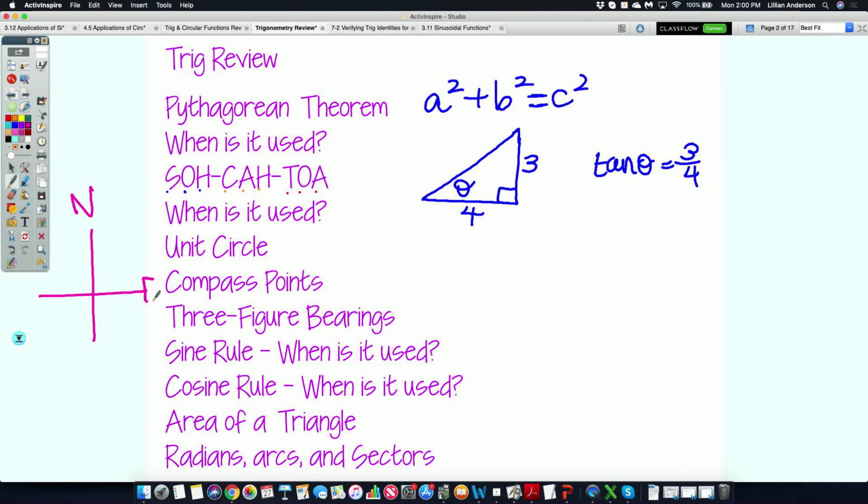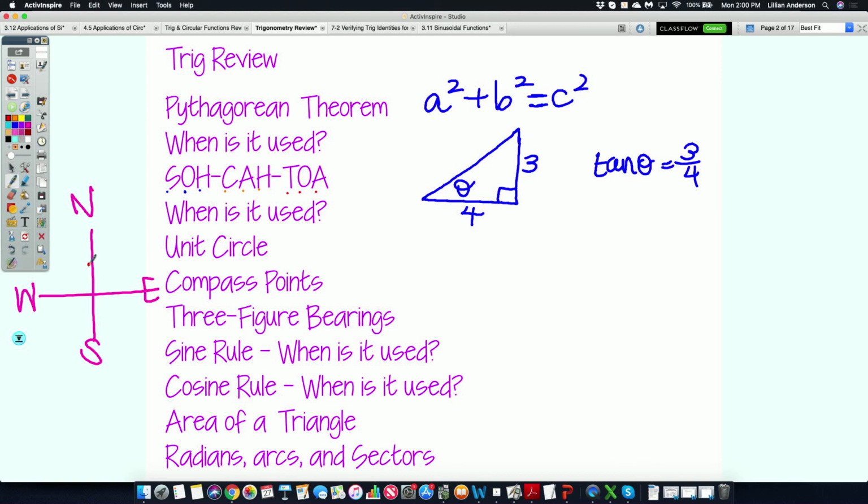North, east, south, and west. There you go. Okay, so those are your different compass points. These were used in your application type problems, along with three-figure bearings. Remember, three-figure bearings always came from the north direction going south.